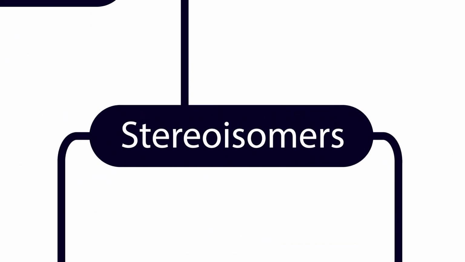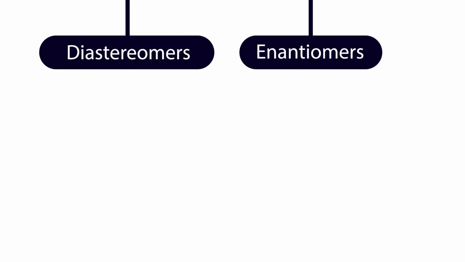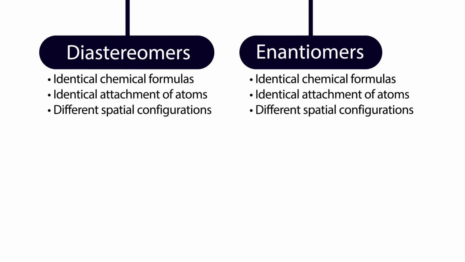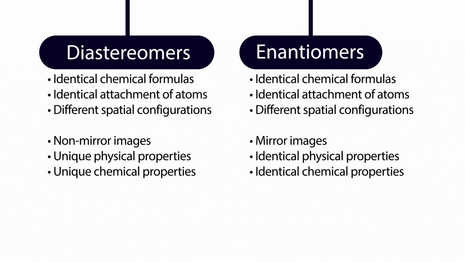Remember, stereoisomers are divided into two categories, diastereomers and enantiomers. Both have identical chemical formulas, attachment of atoms, and different spatial configurations. Diastereomers, however, are not mirror images, while enantiomers are mirror images. Consequently, diastereomers have unique physical and chemical properties, while enantiomers have identical physical and chemical properties with the exception of their optical activity.